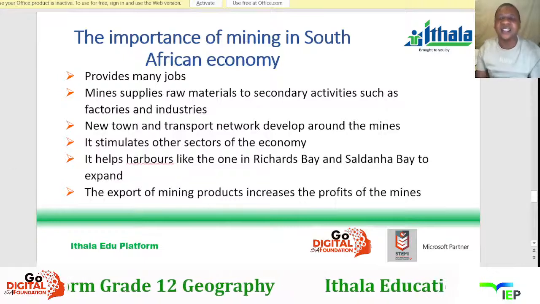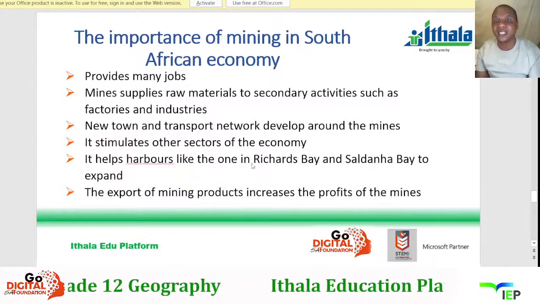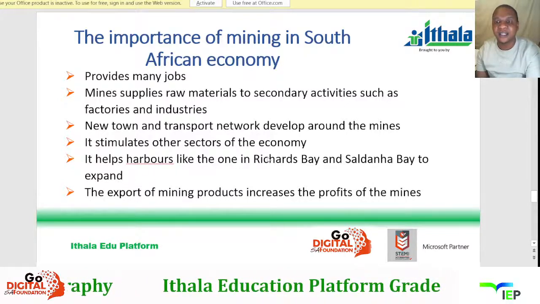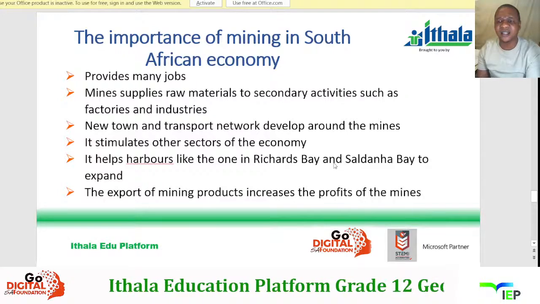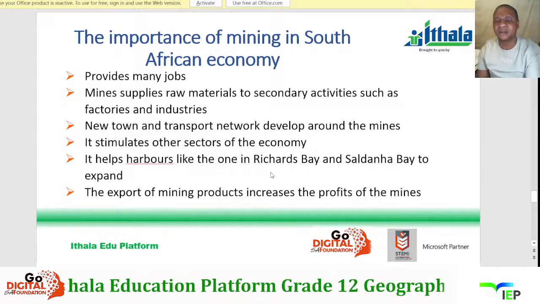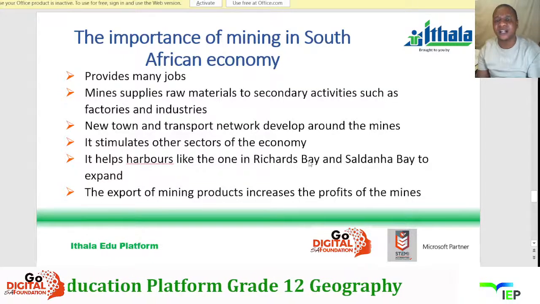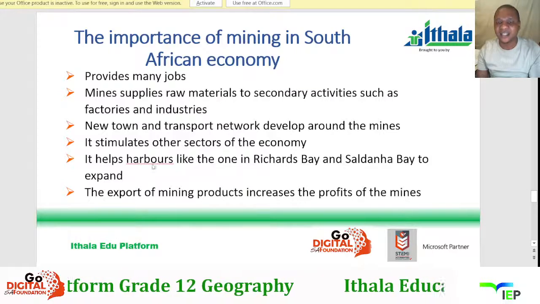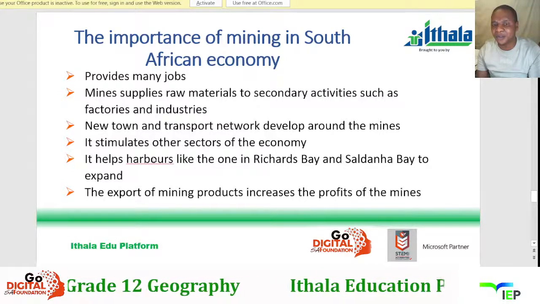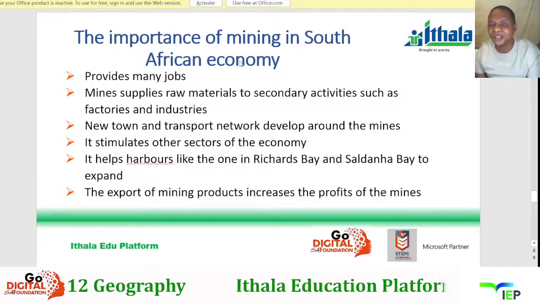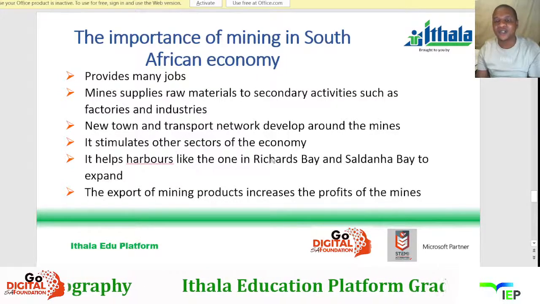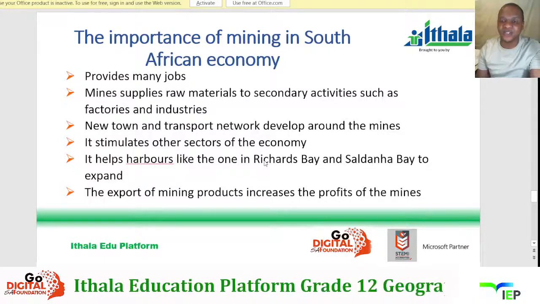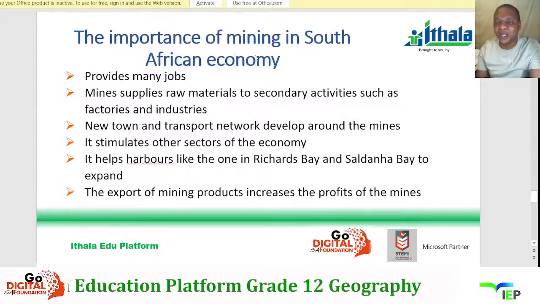As well as it helps harbors like the one in Richards Bay and Saldanha Bay to expand. So as we speak at the moment, Richards Bay is expanding, and then as well as Saldanha Bay is expanding. Kunama IDZs laphayana abawafakayo, ama-industrial development zones, because of the availability of these harbors. These are the availabilities of these harbors, as a result of mining in South Africa. So we are now able to convert manje ama raw materials lawa at the mine le Johannesburg.